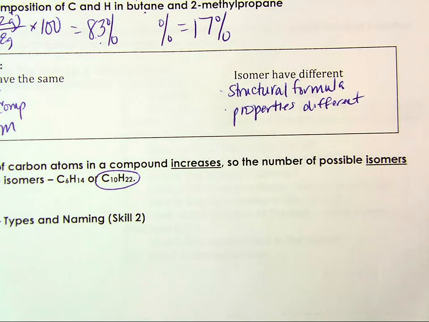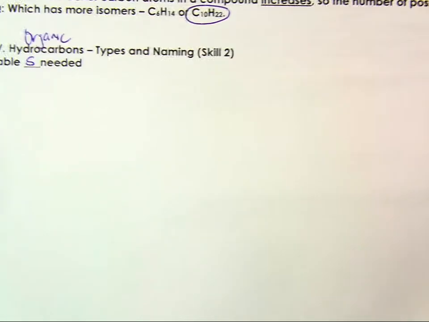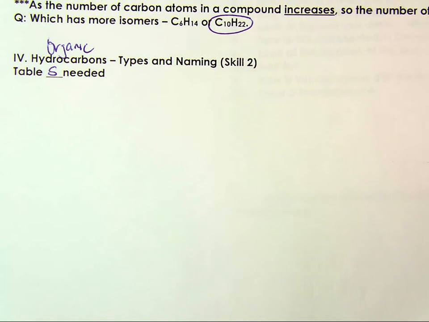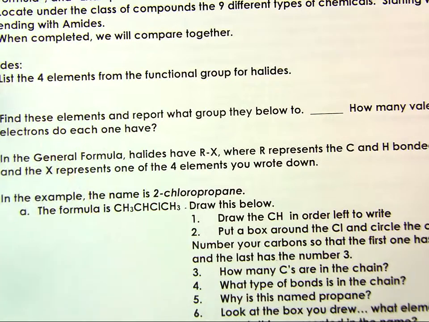So it's essential at this point in time that you are aware of how to do your normal naming of hydrocarbons that are alkanes, alkenes, and alkynes. After the last video, you should have completed Skill 2. If you haven't completed Skill 2, this video will probably not make a lot of sense to you.